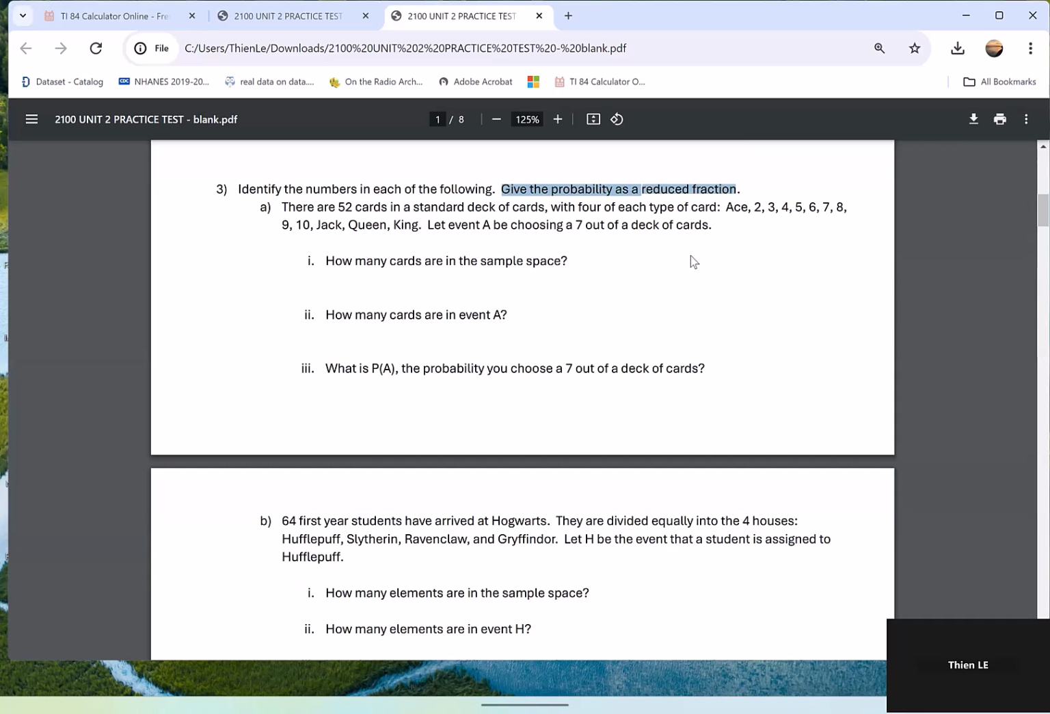What is P(A)? The probability of choosing a seven out of the deck of cards. So in this case, because in your sample space you have 52, right? In A, you have four possibilities. So the probability will be 4 over 52. And if you reduce the fraction, it becomes 1 over 13, right? 1 over 13.